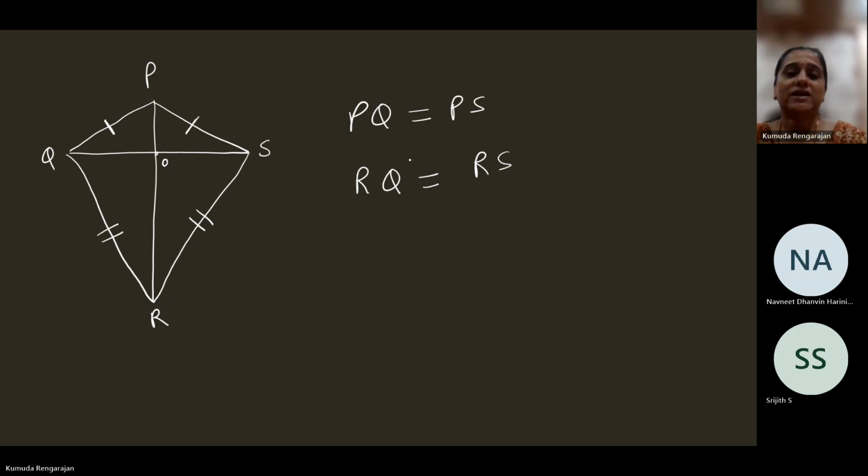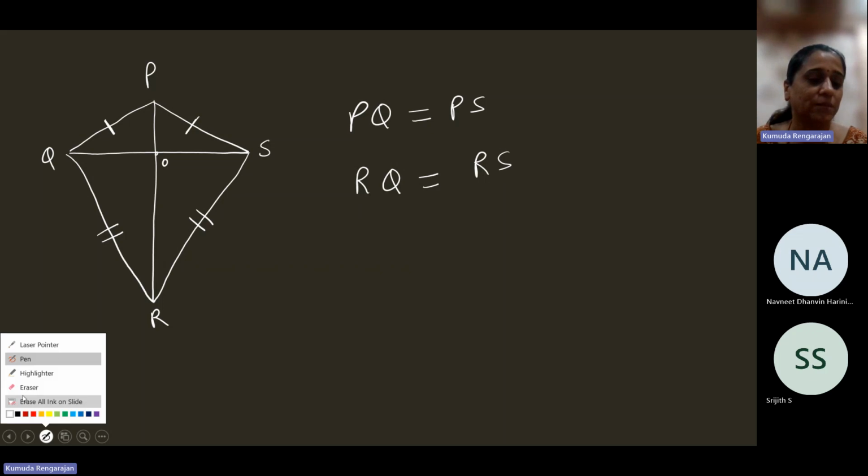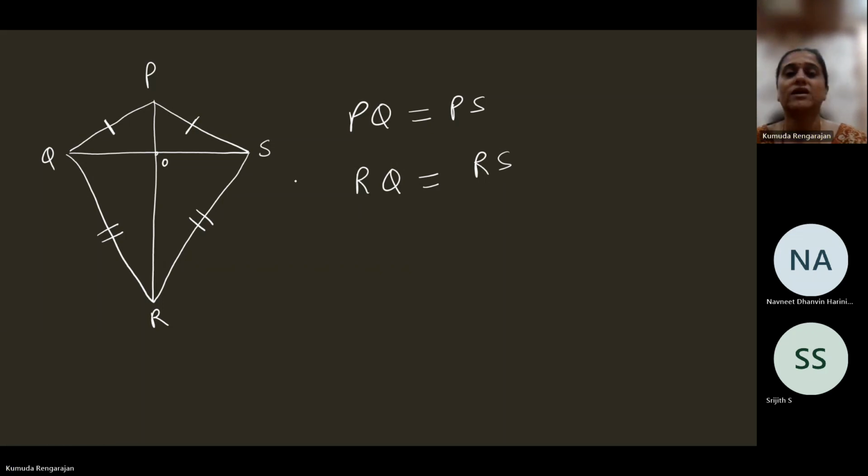Okay. So that's about two pairs of equal length sides which are adjacent to each other. Next. In a kite, the diagonals are not equal. One is long, the other is short. See the figure. Which are the diagonals here in the kite? Name the diagonals.